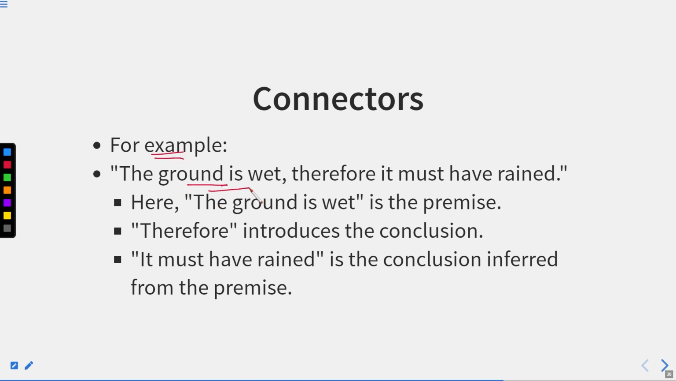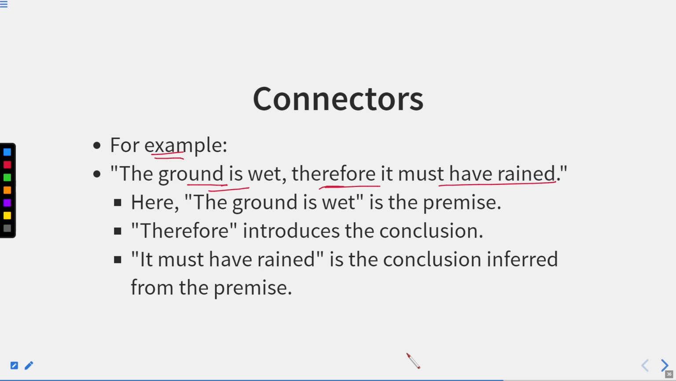For example, the ground is wet, therefore it must have rained. It means there is a conclusion that we are drawing on the basis of inference, which has been drawn on the basis of imagination. Now, if you wake up in the morning and you find that the ground is wet, it means you must conclude that it must have rained.